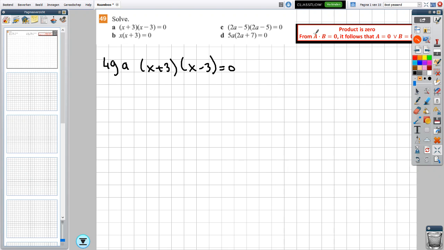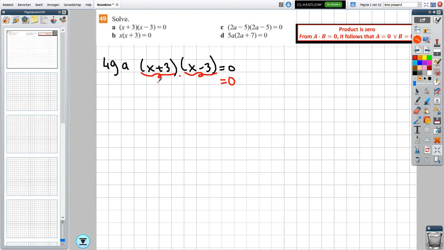Which means if I have A times B is 0, something times something is 0, it follows that either that first thing is 0 or that second thing, B, is 0. How can we use this in practice? Well, let's say I have something like this: (x plus 3) times (x minus 3) is A. Can I use the product zero method here? Yeah, I think I can. How? Well, remember, this is something times something equals 0.